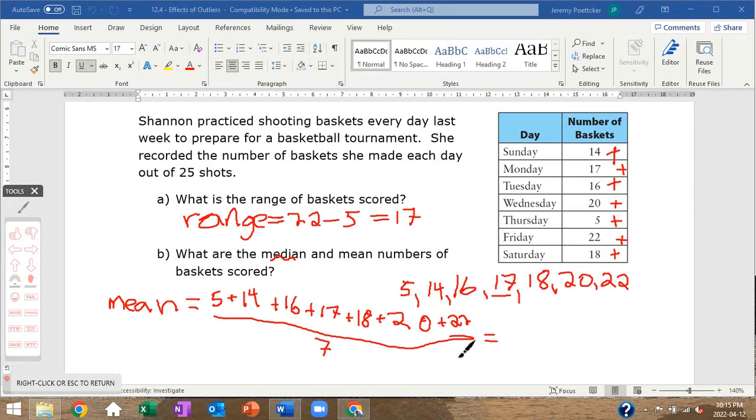So my mean, add that all up. 5 plus 14, and so on, gives 112, which needs to be divided by 7 yet, because I didn't do that all in one step. Divide that by 7, and I get 16. So median 17, mean is 16. Not too terribly far apart.